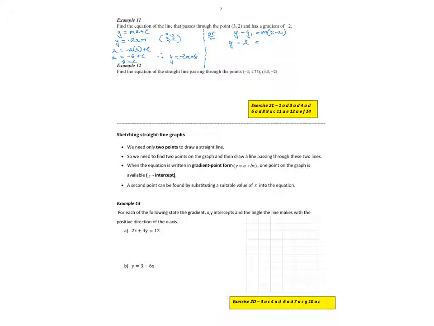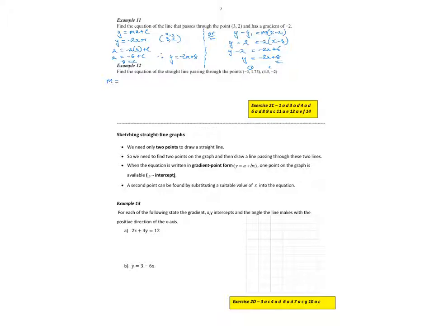So the y1 value is 2, equal to negative 2 times x minus the x1 value, which is 3. So let's expand and group everything together. y minus 2 equals negative 2x plus 6. Take the 2 across, we get y equals negative 2x plus 8. So same answer, just a different approach.